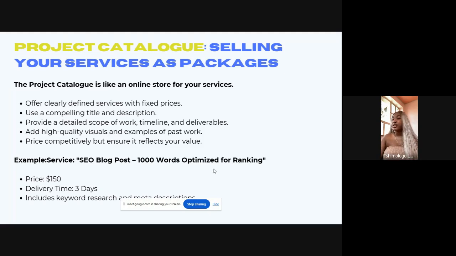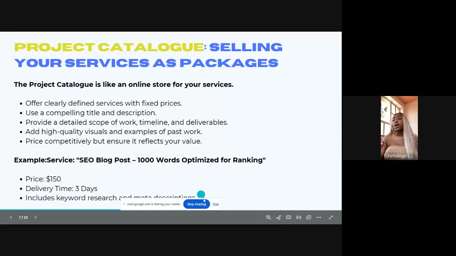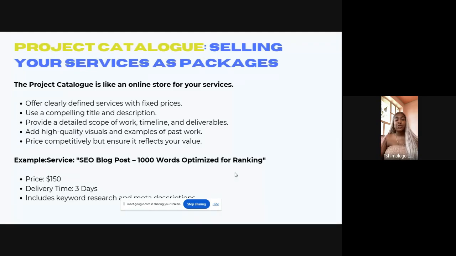And then the section that says includes is basically a short description of what you're providing within that service. So you're including keyword research, meta descriptions, SEO, website, whatever services you are providing within that specific package.